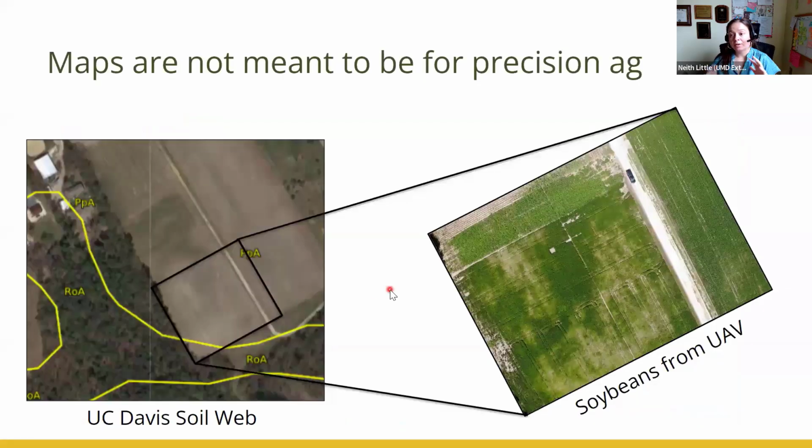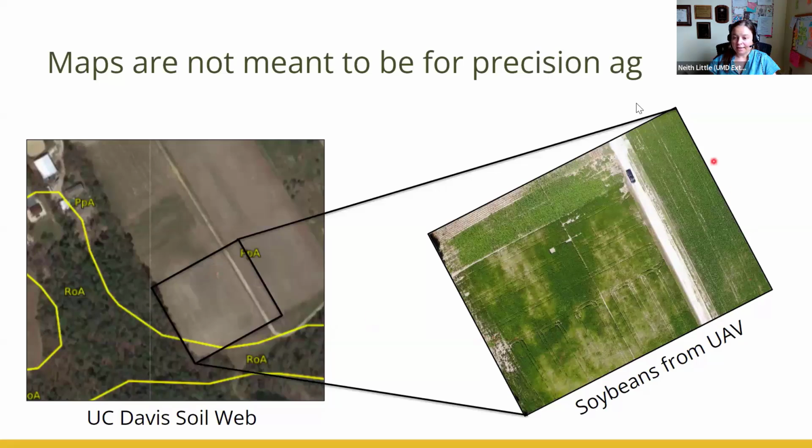These maps are a really useful place to get started learning about your soil, but they're not at a scale designed for precision agriculture. They're more at a larger landscape scale, the data that underlies these maps. So as an example, here is the Web Soil Survey map for a field.